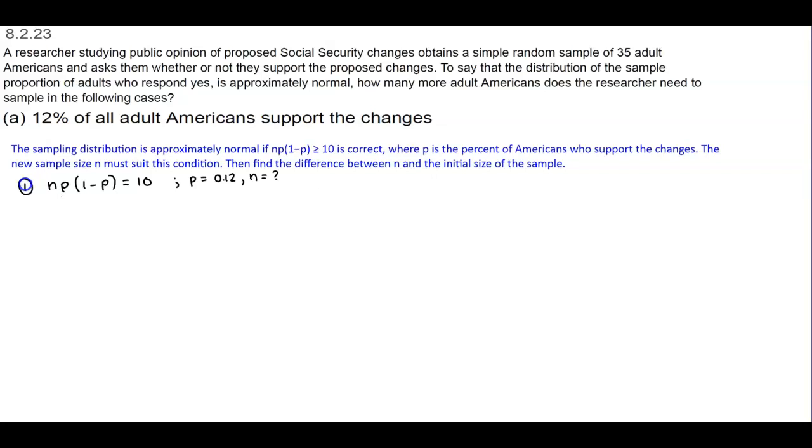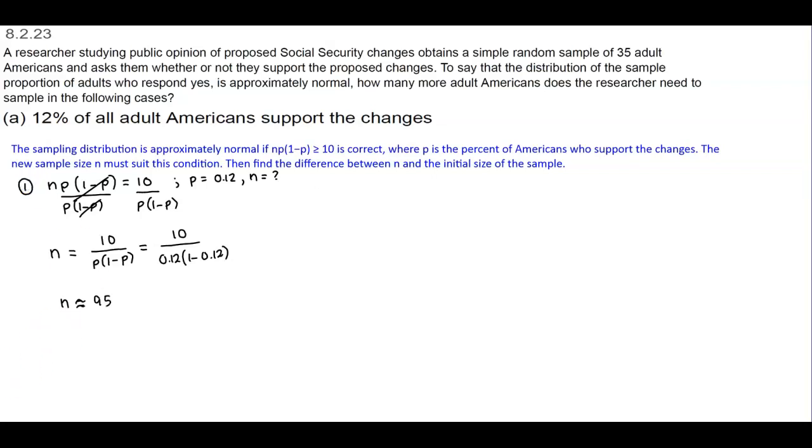If we want to solve for n, we can divide both sides of this equation by p times 1 minus p. So therefore we can say that n is going to equal 10 over p times 1 minus p. Now we plug in the information that we have. We know we have 10, we know the value of p is 0.12, and then it's 1 minus 0.12. So if we solve that, we can figure out what n is. Well, n is going to be approximately 95.